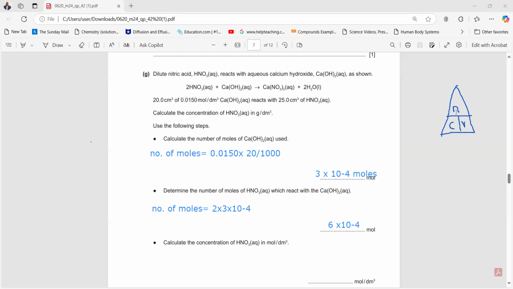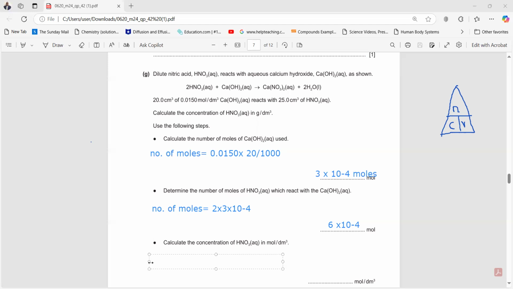So if you cover concentration, you're going to have N over V. So concentration will be N over V. Your N is 6 times 10 to the power minus 4. So your concentration will be the number of moles, 6 times 10 to the power minus 4, over the volume, which is given here in the question as 25. But remember, the 25 has to be converted to dm cubed. So how do you work it out?